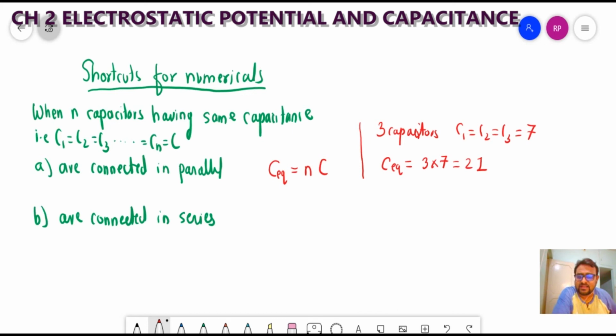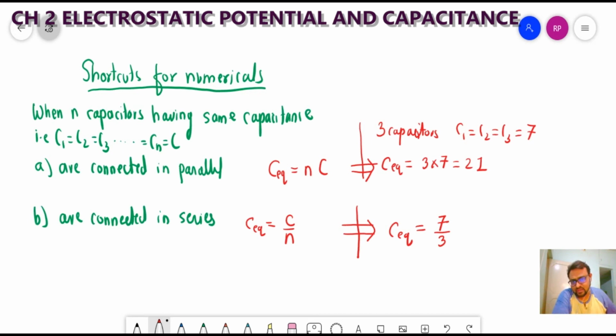Now, if they are connected in series, then C equivalent will be equal to C by n. Okay, this was about the case when they are connected in parallel. But if these three capacitors are connected in series, then C equivalent will be equal to 7 by 3. Total capacitance upon 3. Clear? These are shortcuts that we will be using in the numericals. Okay, now let's move to the next topic, that is energy stored in the capacitors.